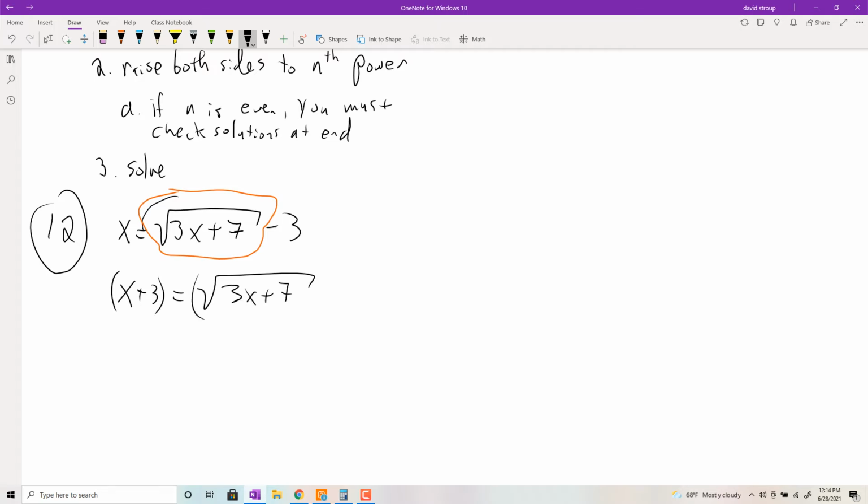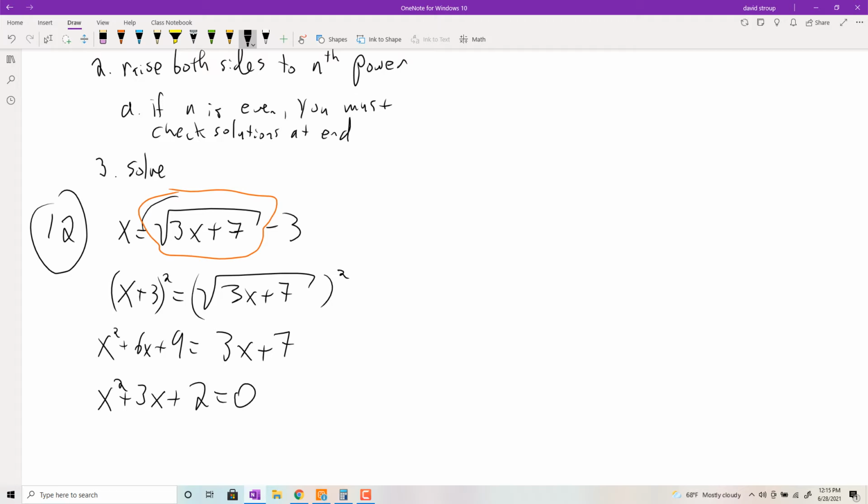Now I'll square both sides. On the left I have to FOIL. So I have x squared plus 6x plus 9. On the right I have 3x plus 7. This is a quadratic equation, so I'm going to move everything to one side to set it equal to 0. So I'll have x squared plus 6x minus 3x is 3x, 9 minus 7 is 2.